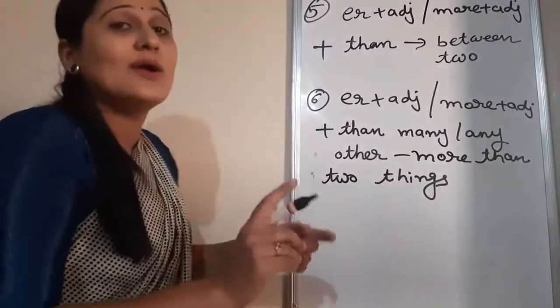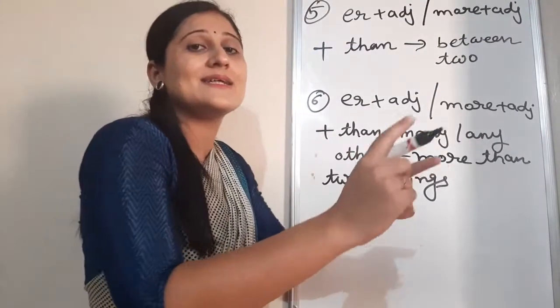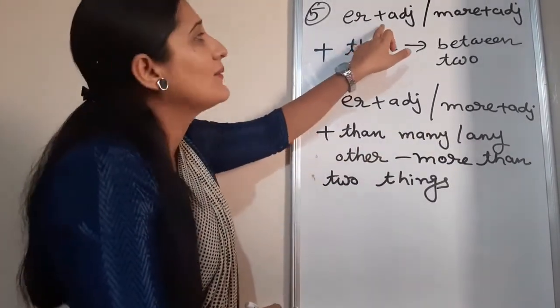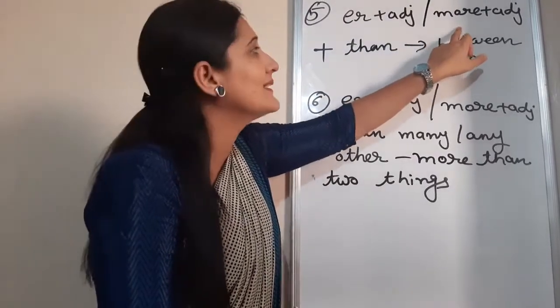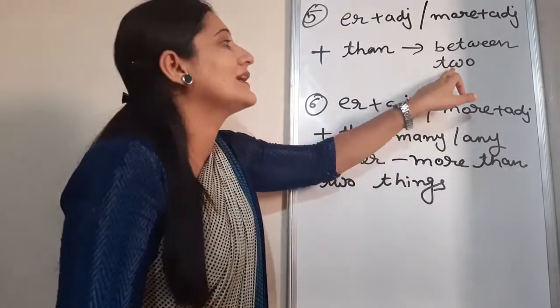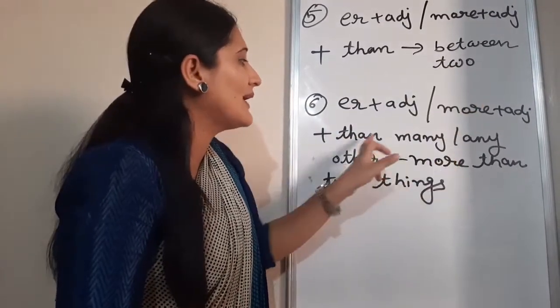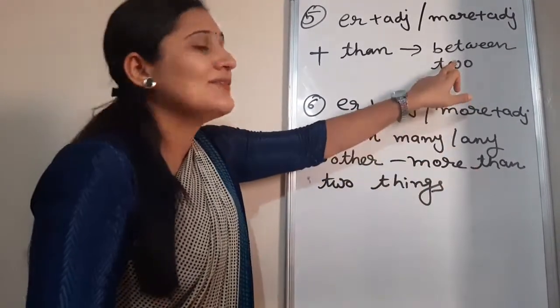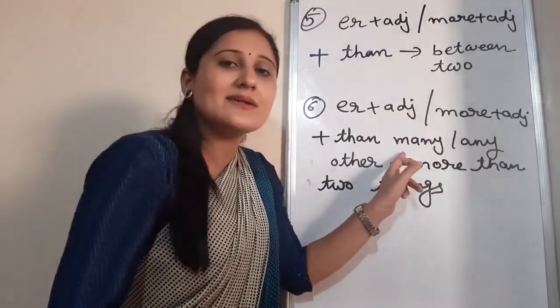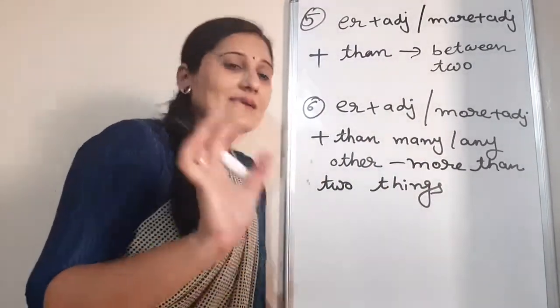Keep that in mind. What to delete? As adjective as, so adjective as. What to add? Er plus adjective, more plus adjective, plus then if comparison between more than 2, then we need to add then many other. Between 2, then; more than 2, then many other, or then any other, right?